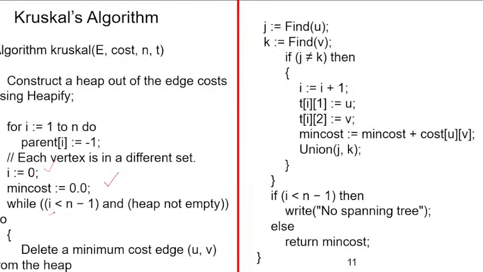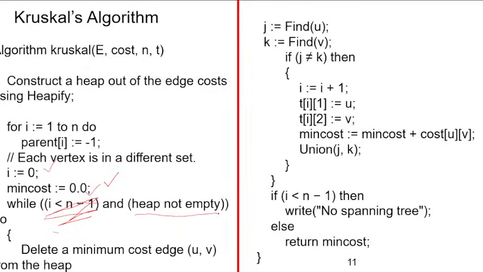And while I is less than n minus 1. N minus 1 is the number of edges. We should have n minus 1 edges in the MST. So this condition is there, and the heap is not empty.